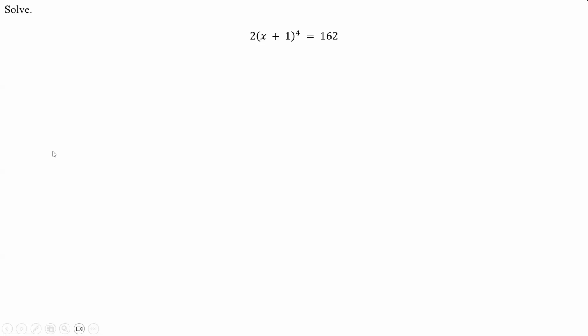All right, so this one, I think the first thing we need to do is get the root by itself. So let's divide by 2. That gives us x plus 1 to the fourth equals, and that's going to be what, 81? Okay. Now we'll take this to the 1/4 power, and we'll take this to the 1/4 power. And remember, since it's an even number, we take plus or minus.